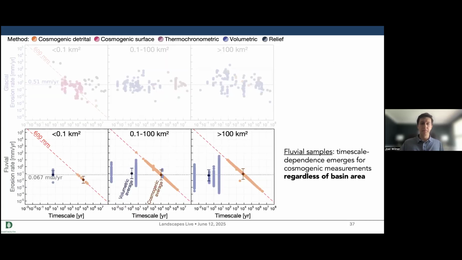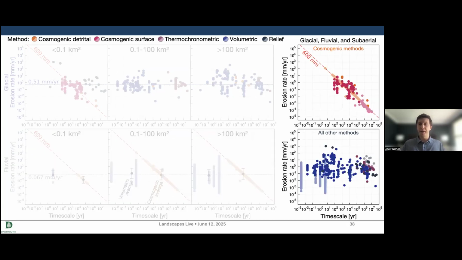Then we have this comparison in the same space, but with fluvial erosion rates, where we do see a really distinct timescale dependence emerge, regardless of basin area. And it's most notable for cosmogenic measurements as well. So plotting glacial, fluvial, and subaerial erosion rates versus timescale for cosmogenic methods on the top versus all other methods on the bottom, we see this really clear distinction begin to emerge between Sadlerian cosmogenic effects versus erosion timescale space that is non-Sadlerian.